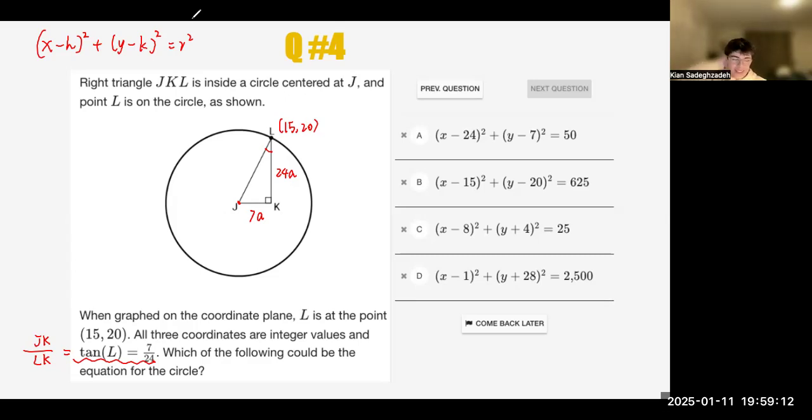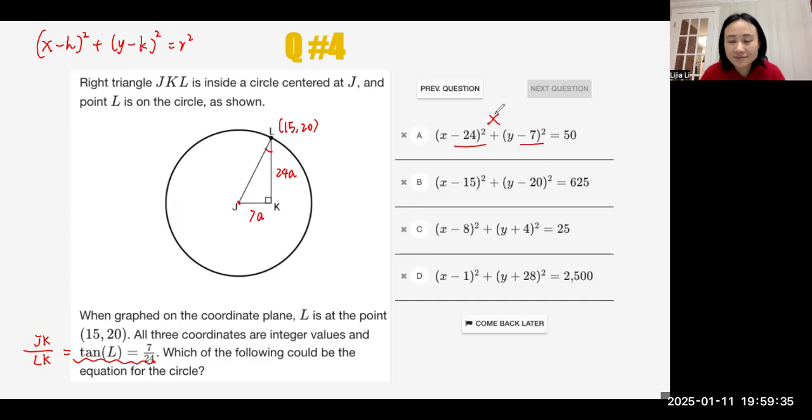I kind of guessed. Oh, nice guess. I guessed it was an educational guess. Okay. I could go through my steps. A didn't look entirely right because it's tangent L, so it's 7/24. So if it was going to be 24 and 7, it wasn't going to be right. And then B also doesn't look right to me because 15 and 20 is the point of L.